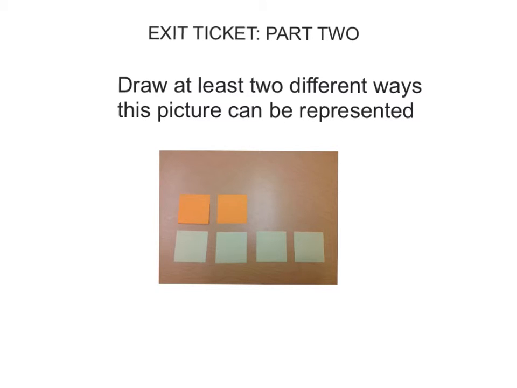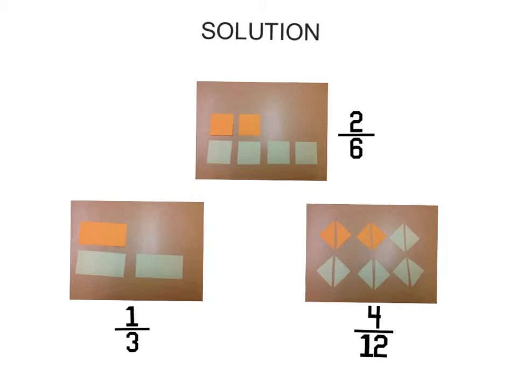Part 2. Draw at least 2 different ways this picture can be represented. The solution to show 2 different ways to represent 2/6 would be to change the shape. One way is to use rectangles. Here we have 3 rectangles. We are showing that there's 1 orange rectangle out of all 3. The fraction to represent this picture would be 1/3.